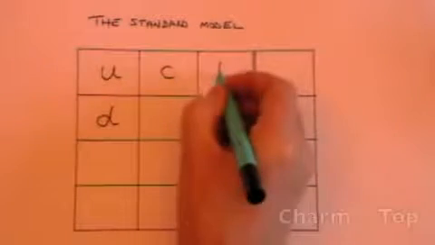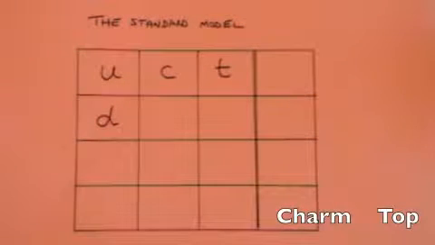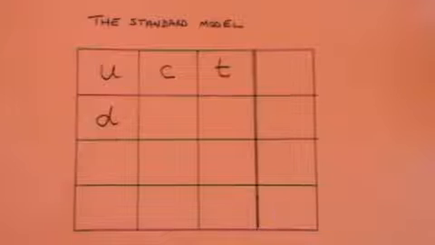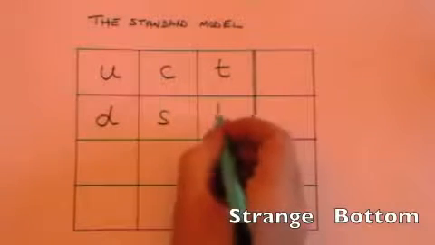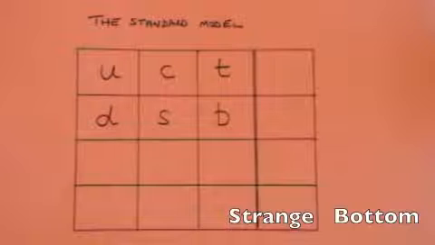These are the quarks which are the basic constituents of protons and neutrons. But there are two other quarks which are heavier than the up quark. These are the charm and top quarks. There are two other quarks which are heavier than the down quark, the strange quark and the bottom quark.